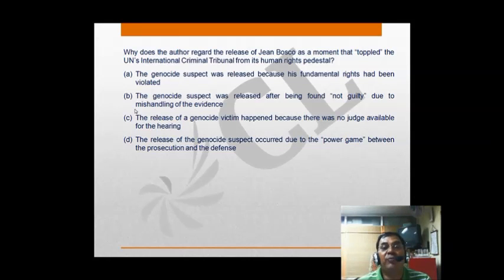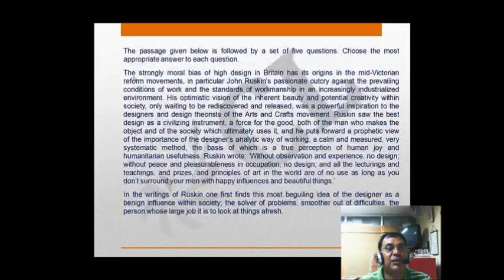This we remember John Bosco, because he had already been imprisoned and no trial, so that was taken as his punishment. So genocides were released because rights had been violated. So the first one is the answer, because that is what was said.